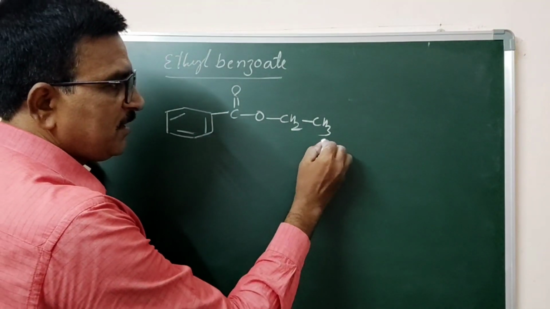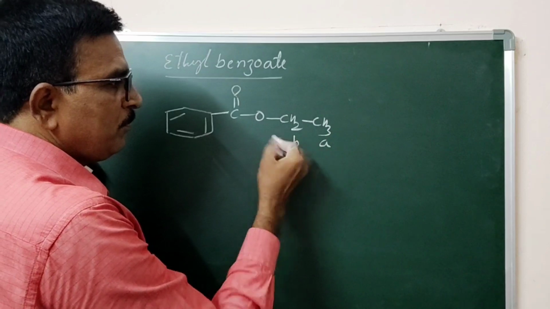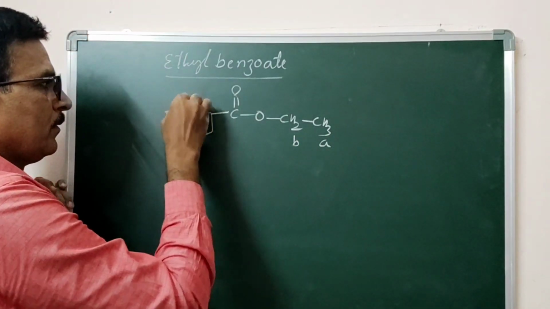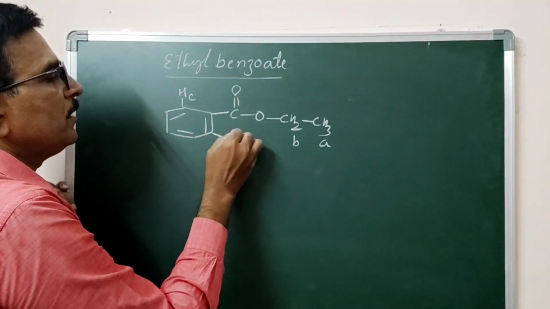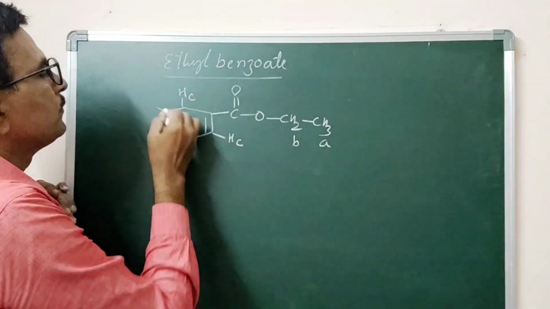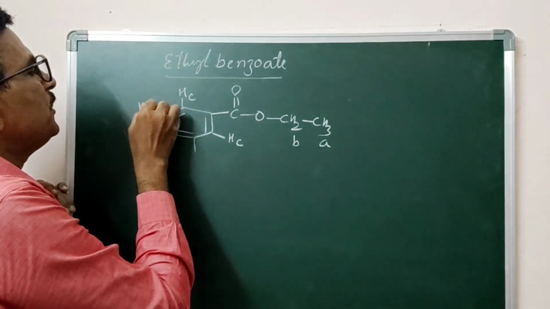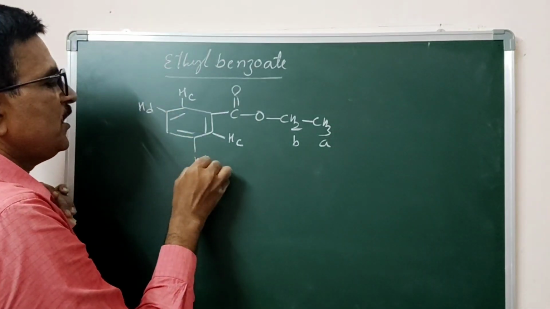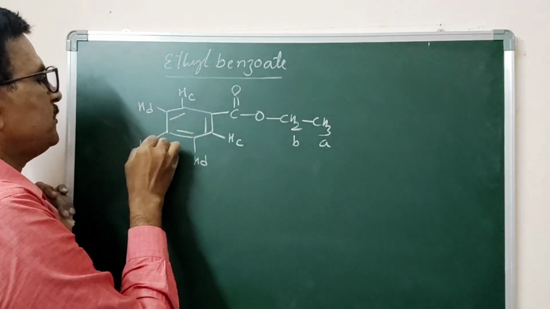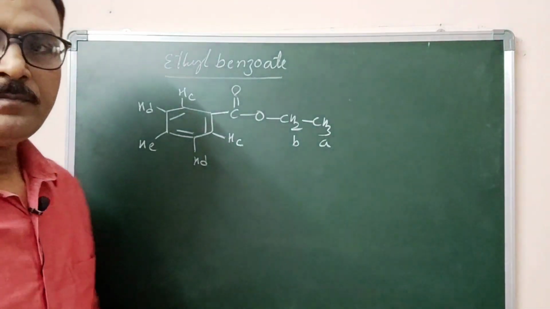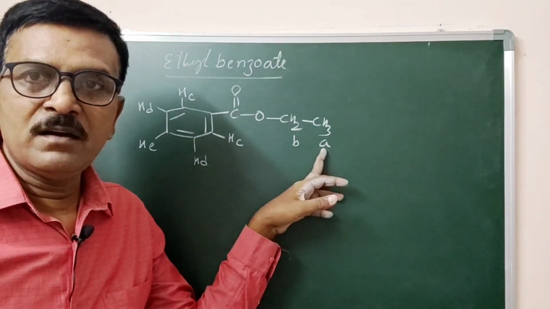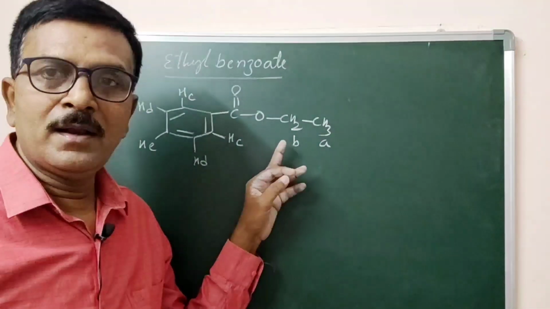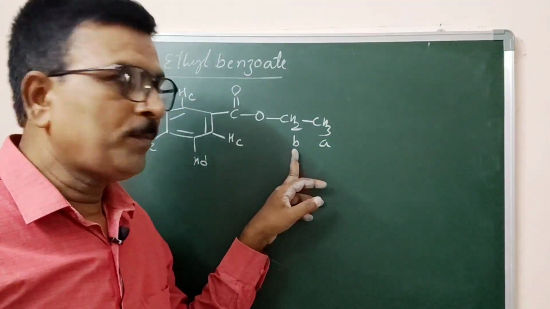Let us say this is A proton, this is B proton, HC proton, HD proton, HD proton, HE proton. Is it clear? Now you see, this is A set of proton, non-equivalent from all others. This is B set of proton.